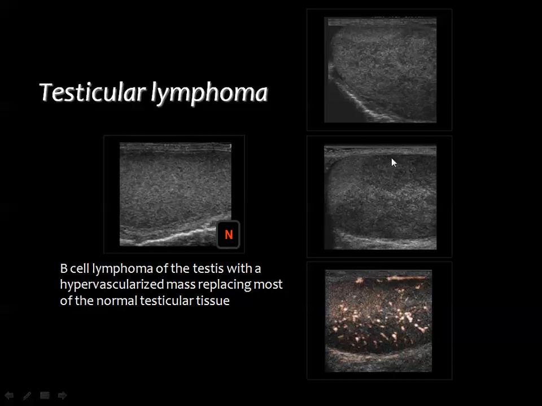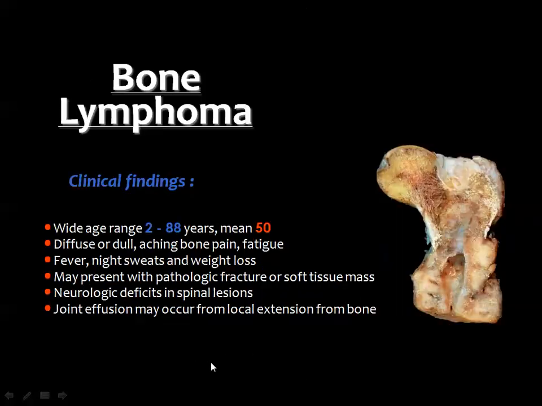And if you look here, you can see that the testicular parenchyma is involved by multiple ill-defined hypoechoic masses compared to this normal homogeneous echotexture of the testis. On the Doppler study, you can see hypervascularity of the lesion.